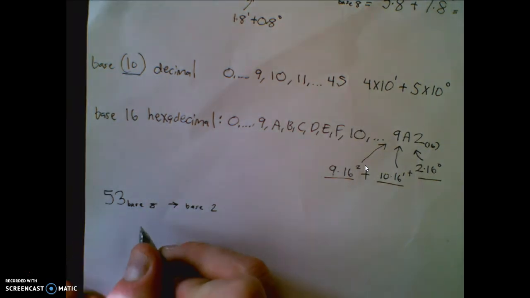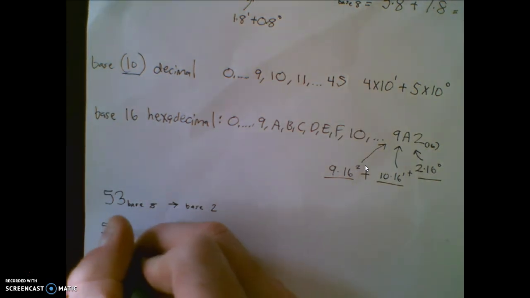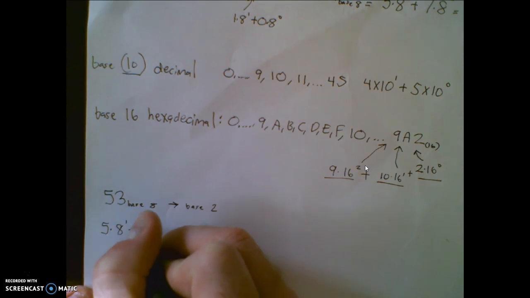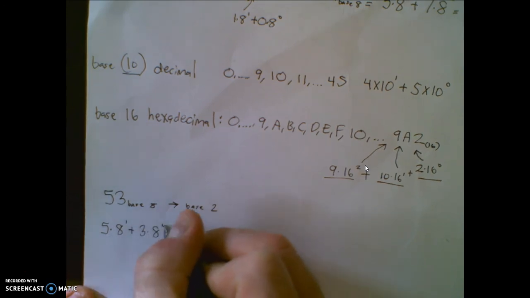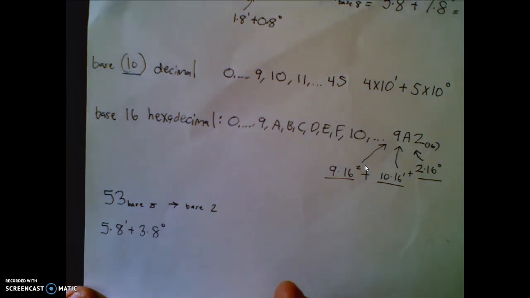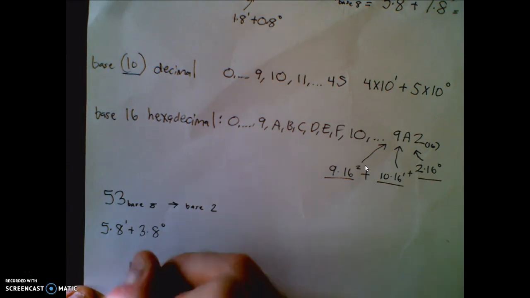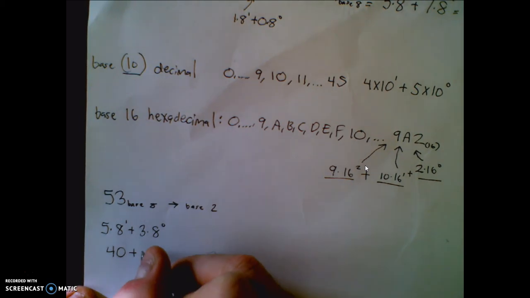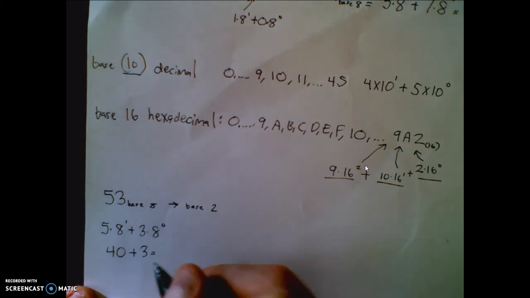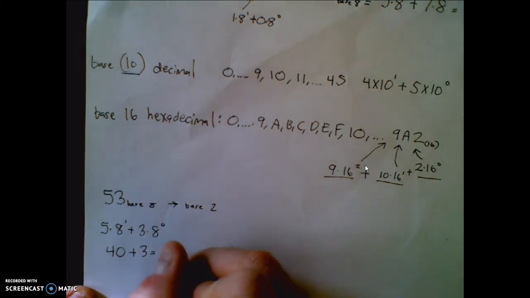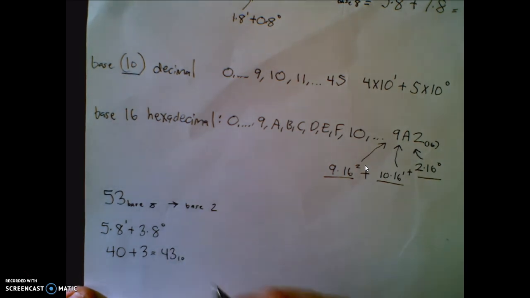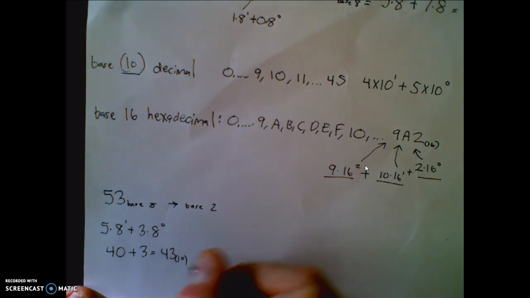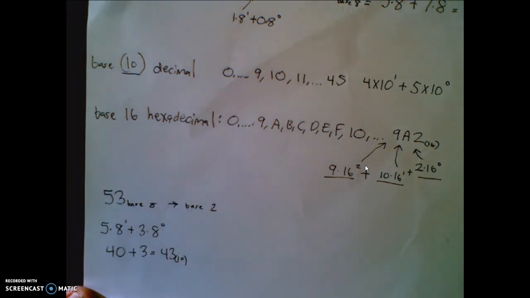So 53 base 8 would represent 5 times 8 to the first plus 3 times 8 to the 0. Now this is in decimal form. Okay, so this would be 40 plus 3, so it would be 43 base 10. Okay, so if 43 is base 10, we want to go to base 2, we want to convert it to binary.